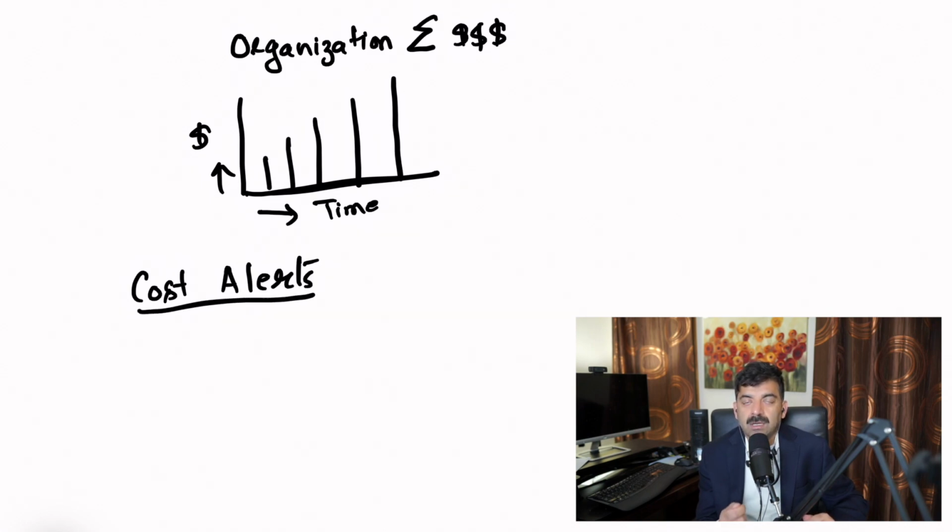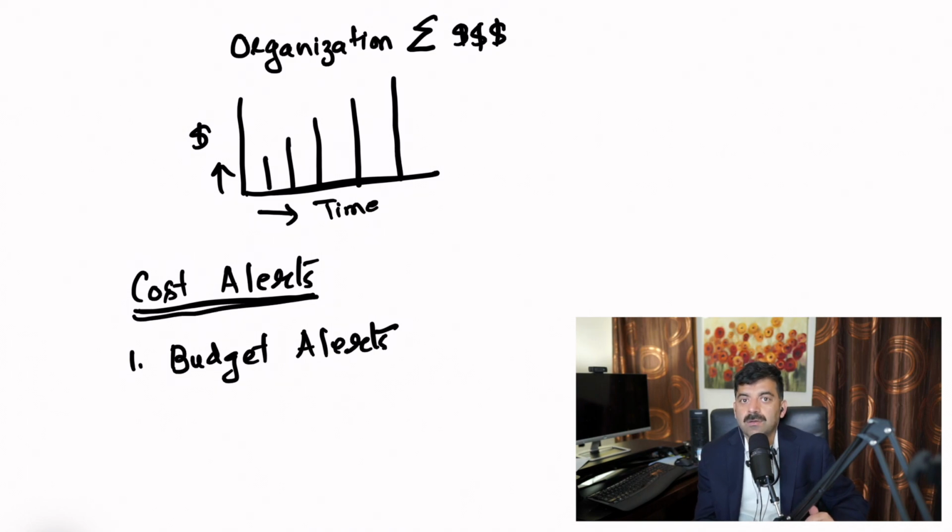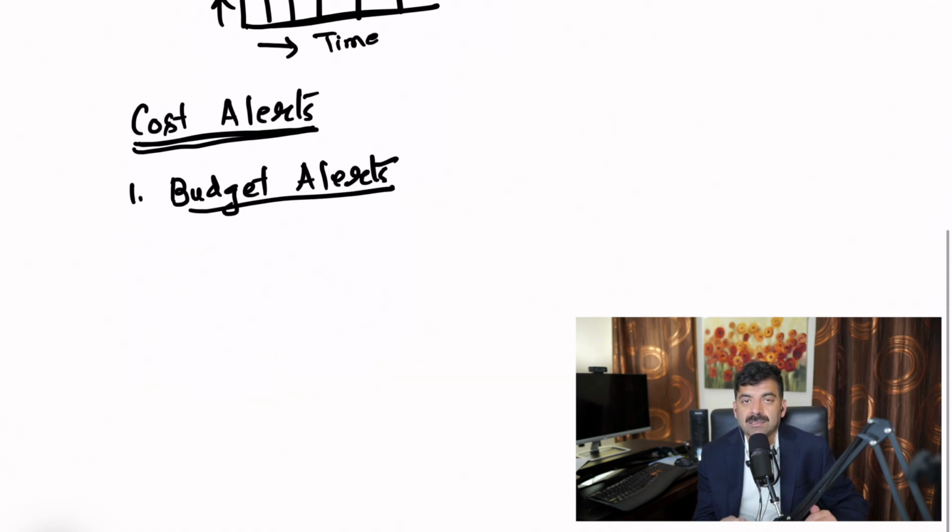There are three types of alerts you can set up in the cost management tool. First is the budget alerts. Then second is credit alerts. A lot of us use a free account where you get credits. Also, organizations can get credits based on an agreement. So second is you need to track your credits.